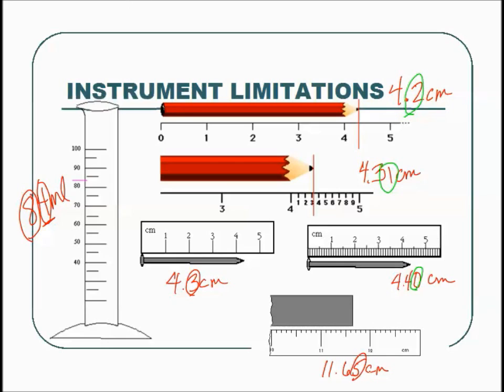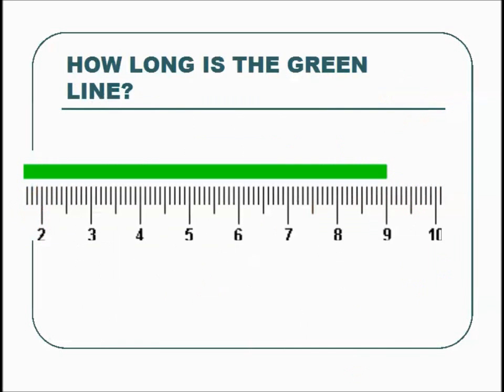11.65 centimeters. There's my uncertain digit, the 5. All right, let's try some more. How long is this green line? 9. I'm certain of the 9. And it's right here, so it's right on that 9 line.